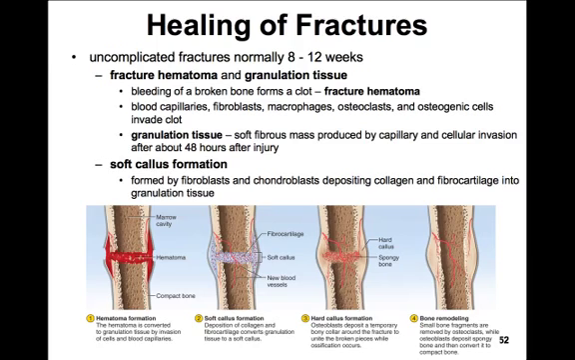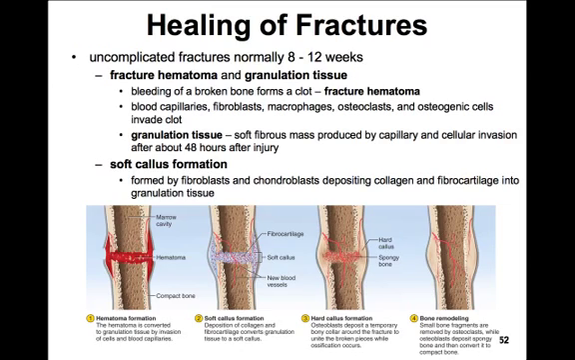First of all, we'll see hematoma formation. The hematoma is going to be converted to granulation tissue by invasion of cells and blood capillaries. It is the bleeding of the broken bone that forms this clot, or the fracture hematoma. The blood capillaries, fibroblasts, macrophages, osteoclasts, and osteogenic cells are the types of cells that invade the clot. This granulation tissue is a soft fibrous mess that's produced by this capillary and cellular invasion, and it's usually complete at about 48 hours after the injury.